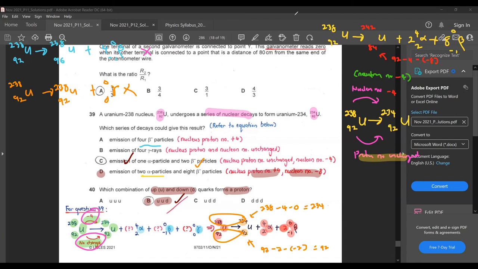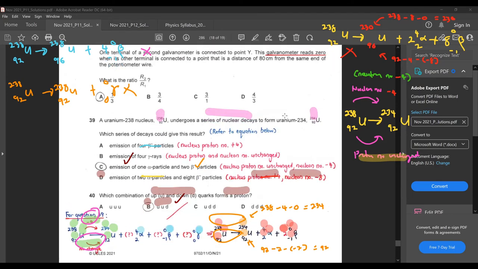Oh, proton number increased by 4, sorry. This one will actually give me 96. Okay. 92 minus 4 minus negative 8. So overall, this one is plus 4. So our proton number increased by 4. Then nuclear number will be minus 8. So this one is 230. How do I get this? This one is 238 minus 8 minus 0. So 230. Okay. So clearly this is not what we want. Okay. So this one is done. November 2021, P11, we are okay already.